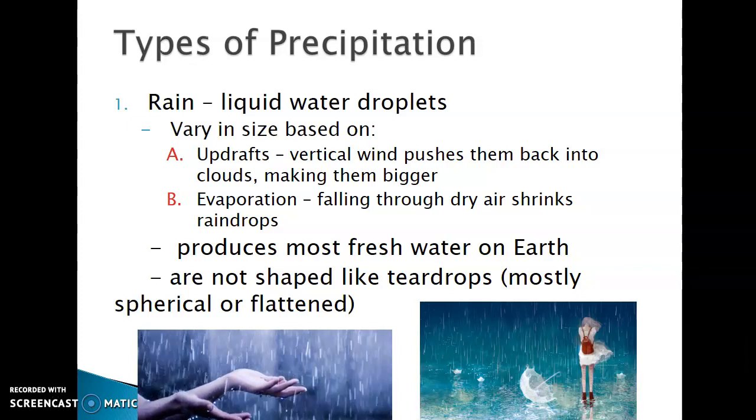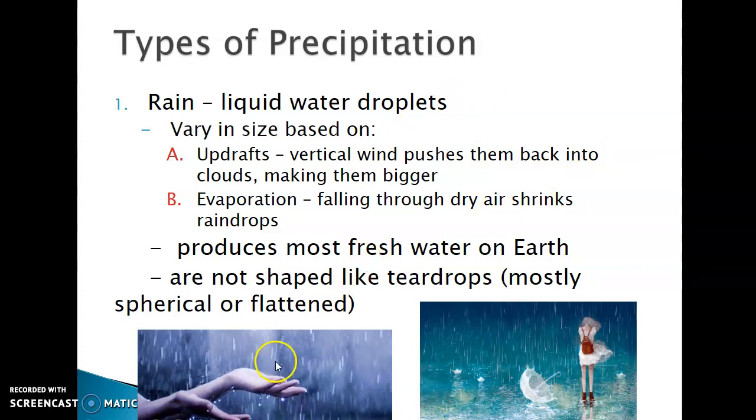There also can be evaporation. If the raindrops are falling through dry air, then they can evaporate away before they even hit the ground sometimes. Most of the fresh water here on Earth is produced through rain. The rest of it is from snow melt. And so rainfall is super important in terms of what kind of plants can grow in a location, agricultural yield, what kind of biomes develop. The amount of rainfall is super important for life here on Earth.